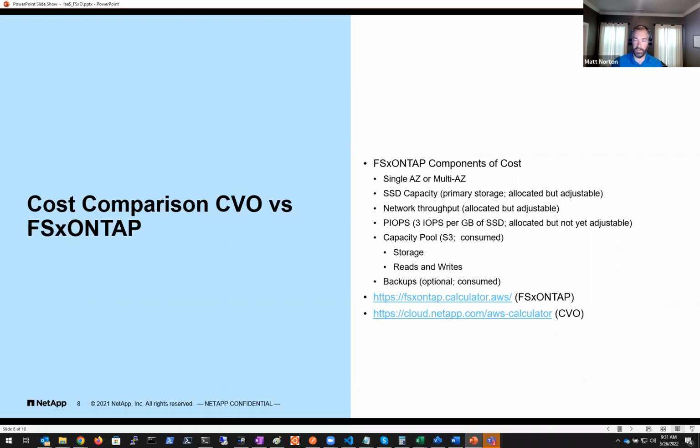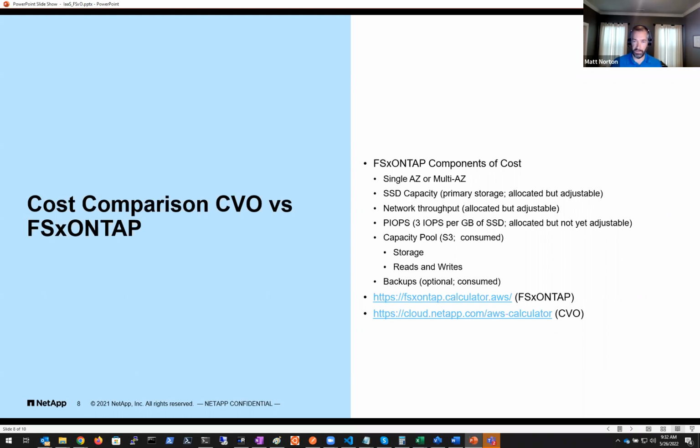You can configure a scheduled backup for all of your volumes, or you can do manual backups per volume, however you would like to do it. And again, that's going to S3, and so it is also a consumed cost. So you can see this for yourself. On the next slide, I'm going to show you some of the numbers that we have for comparing CVO versus FSx ONTAP, but I also included the links to the calculators.